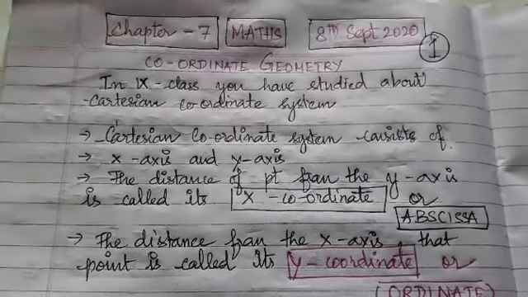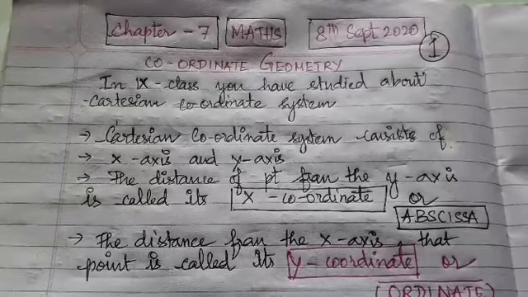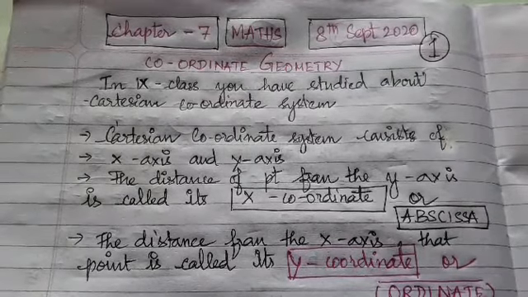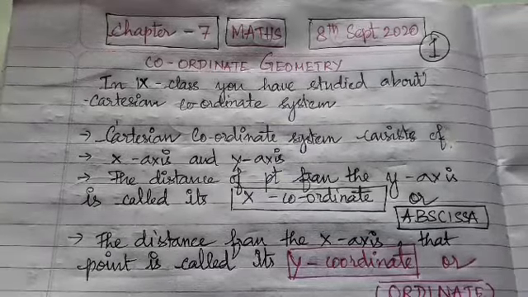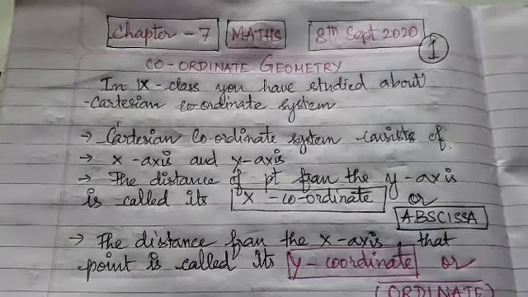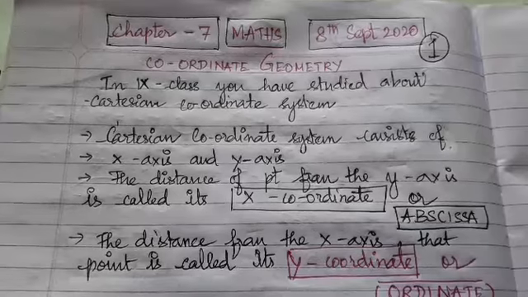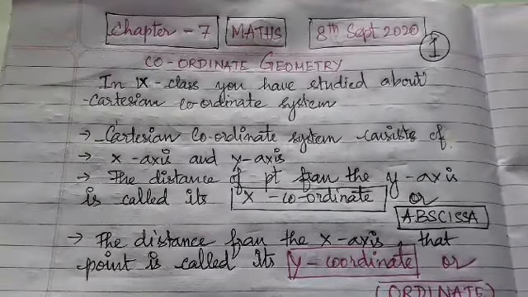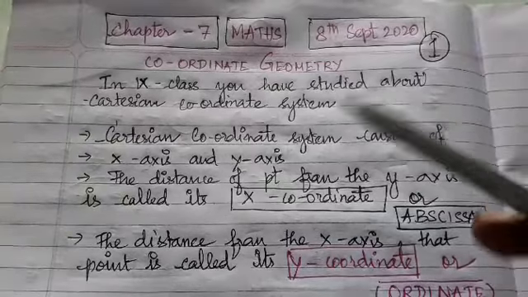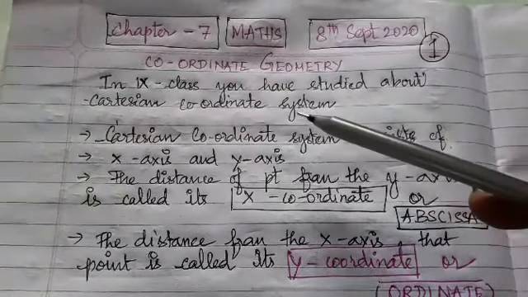Good morning, students. Today we will start a new chapter, the seventh chapter, coordinate geometry. What is coordinate geometry? You already studied it in 9th standard. Once again, we recollect the basic things in coordinate geometry. In 9th standard, you studied about the Cartesian coordinate system.